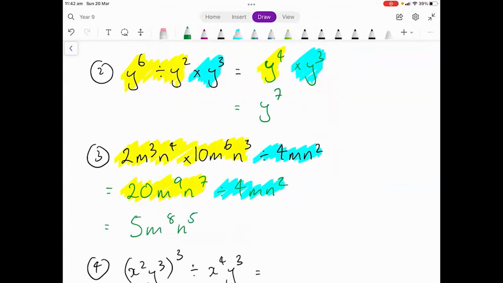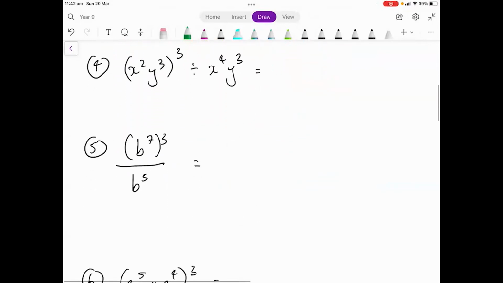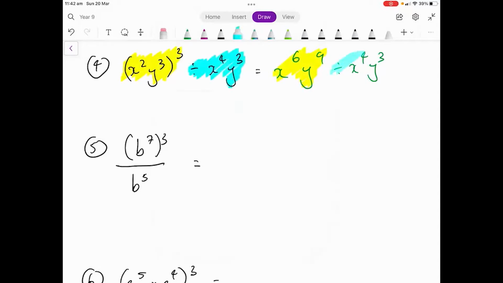Question 4, I need to expand these brackets first. So that's what I do. The power to a power law tells me that I multiply the powers to expand the brackets. So 2 times 3 gives me x to the power of 6. 3 times 3 gives me y to the power of 9. I leave everything else the same. And then I apply my division law. So 6 take away 4, that gives me x to the power of 2. And 9 take away 3 gives me y to the power of 6. And that's my final answer.